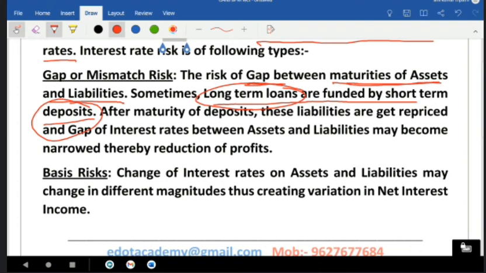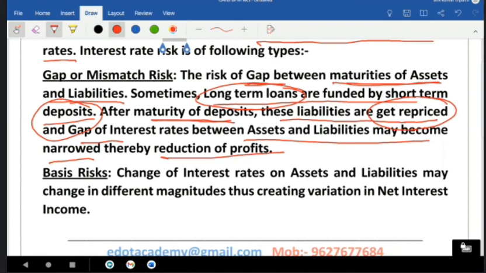After maturity of the deposits, these liabilities get repriced, because after maturity the rate will change due to market situation, or new liability will come. So the gap of interest rate between asset and liability may become narrowed, thereby reducing profit. On the asset side you are getting the same rate of interest, but for the liability the rate of interest has changed. So the gap has become less and your profit will reduce.